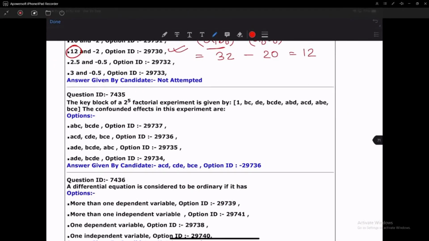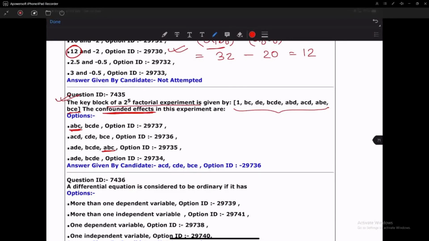In the next problem, the key block of a 2 to the power 5 factorial experiment is given to us, and we just have to find the confounded effects. Always try to take, let's say, ABC. As only one option is correct, and we have ABC in 2 options, ABC cannot be confounded. Why? As 2 options cannot be correct. So ABC cannot be confounded completely.